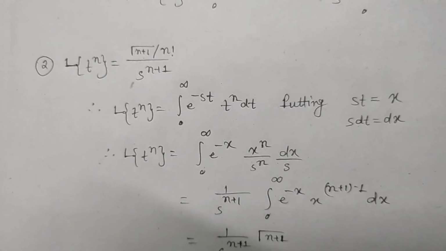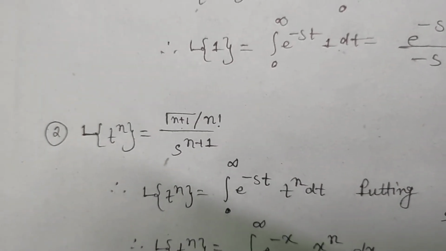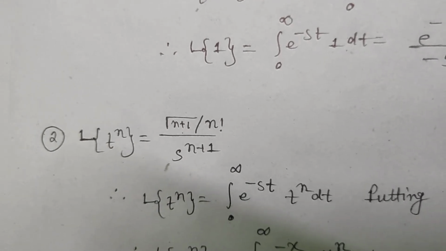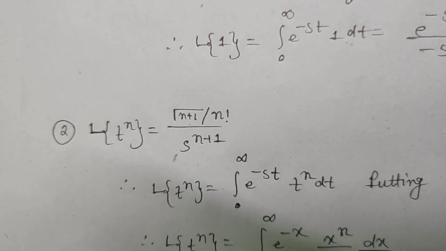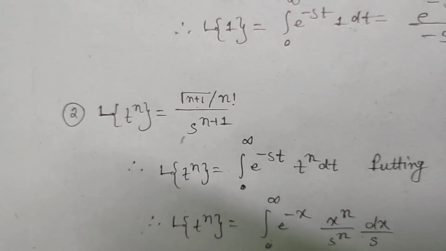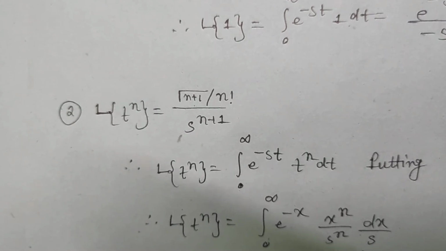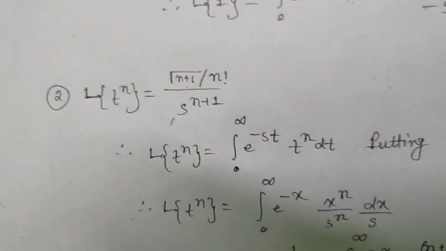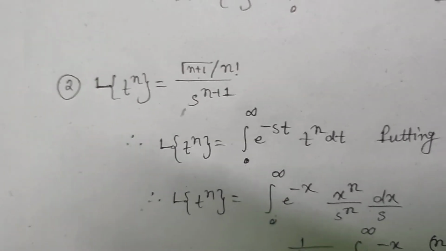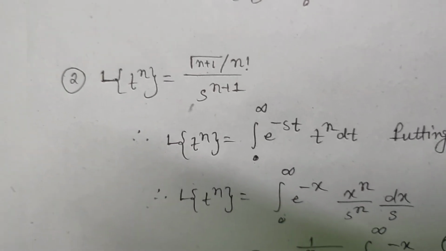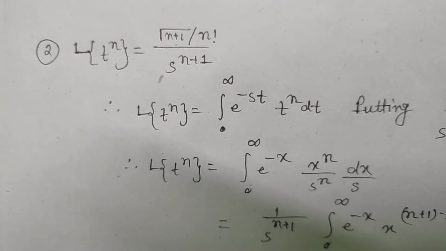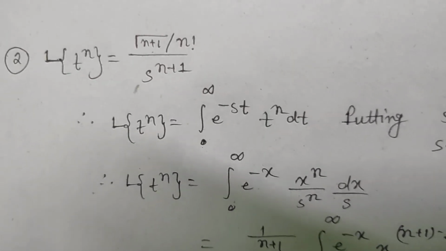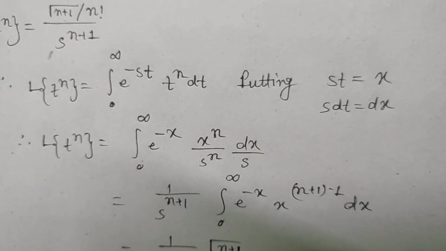Now, what is the Laplace transform of t to the power n? The Laplace transform of t to the power n is given by gamma n plus 1 upon s to the power n plus 1, or n factorial upon s to the power n plus 1, where n is an integer or maybe a fraction. From the definition, the Laplace transform of t to the power n is the integration from 0 to infinity of e to the power minus st times t to the power n dt.